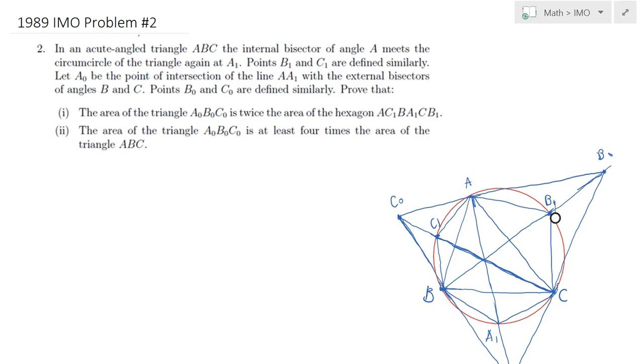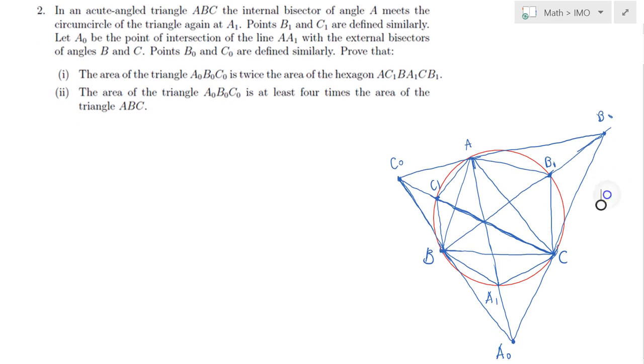Hello everybody, in this lecture we will be solving 1989 IMO problem number 2. Here is a view of this problem. I have a picture of this as well. So an acute triangle ABC is given. I have also the circumcircle of that triangle.